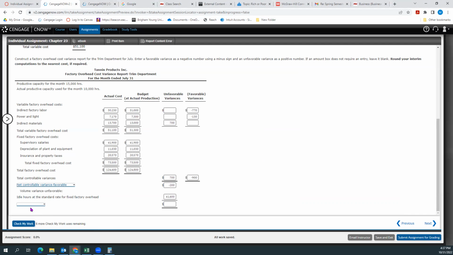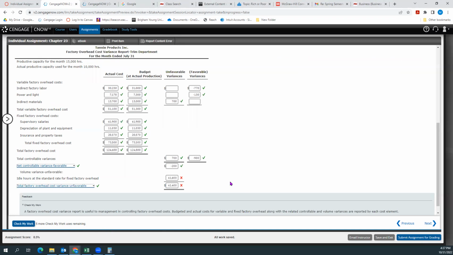And then that difference is the total factory overhead cost variance. And we're going to call this unfavorable, because even though we had this favorable variable variance, we had this really unfavorable idle hours, which is our volume variance. So this will come out to $41,400, or just the sum of these two numbers. You check my work. You can see it looks like I made a mistake. So let me double check my math.